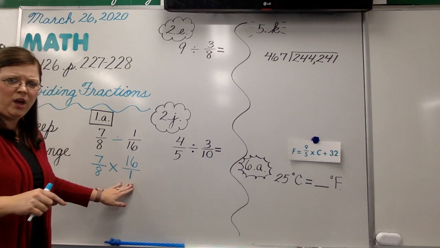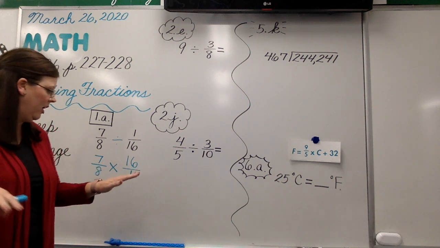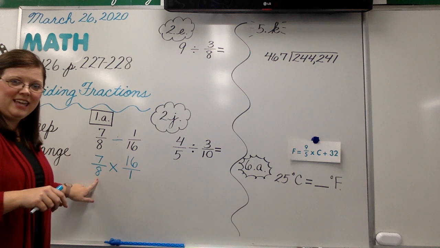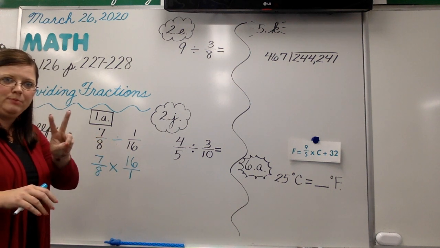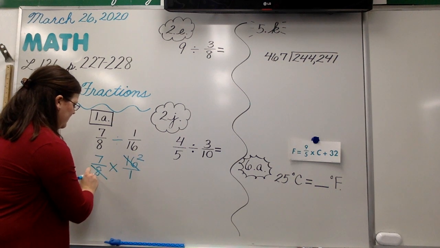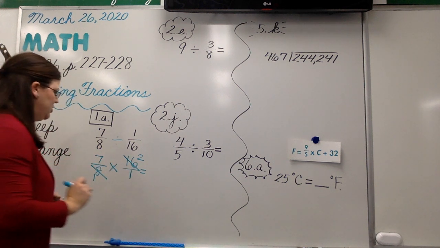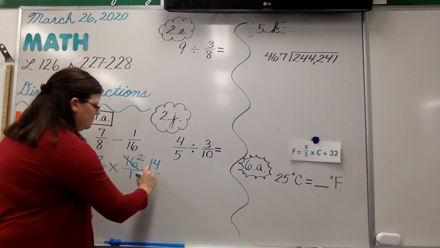Well, whenever we have a 1 and done. We can't do any cancellation there. 16 and 8. Let's look at that smaller number, 8. Can we divide 16 by 8? Of course we can. There are two groups of 8 in 16. 8 divided by 8 is 1. Multiplying fractions is no problem. Top times top. What is 7 times 2? 14. Bottom times bottom. 1 times 1 is 1.